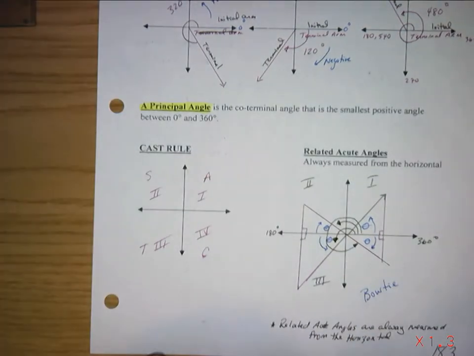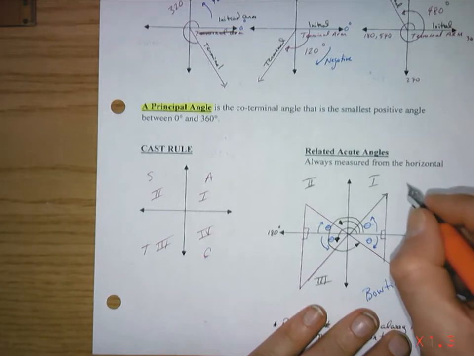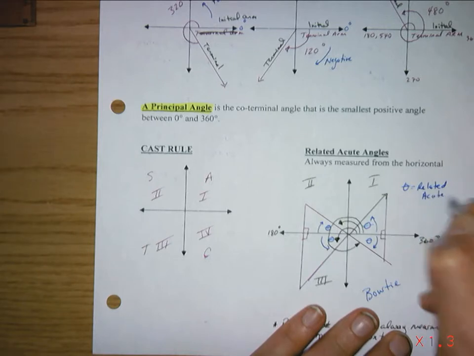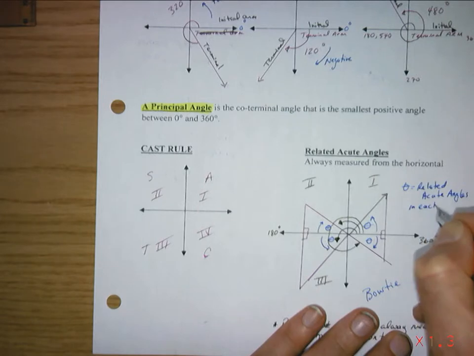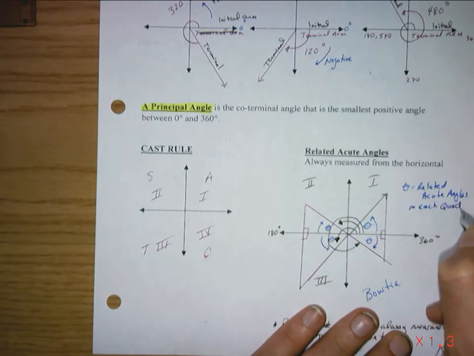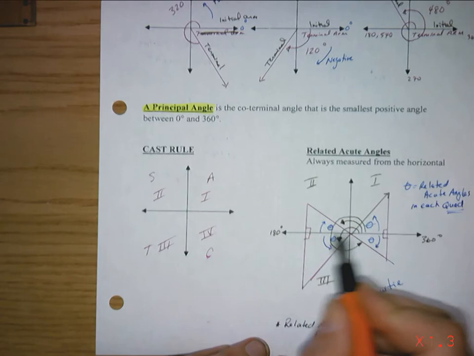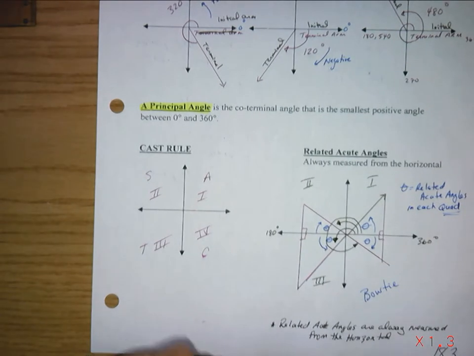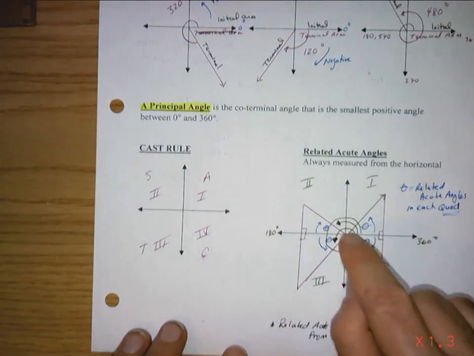So all of these blue angles are related acute angles. So theta are the related acute angles in each quadrant. Okay, there they are. The brown ones are the rotational angles to get there. Okay, starting from your initial arm, which of course is this way.